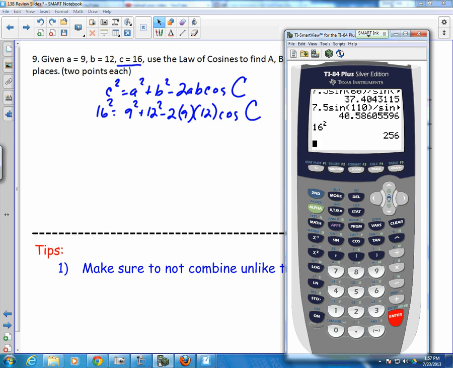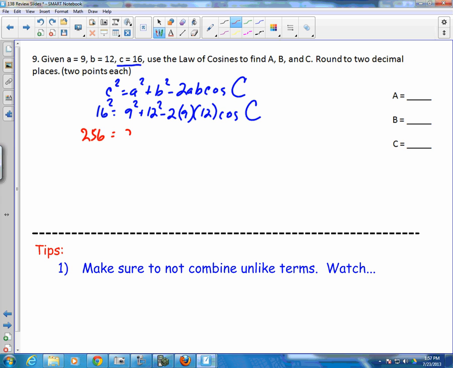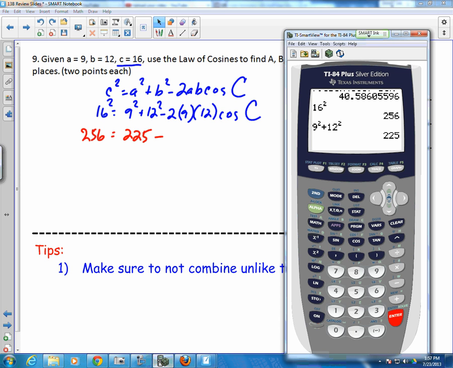That's 256, and I get 9 squared plus 12 squared. All right, so I get 256 here, 225, and then I'm going to say 2 times 9 times 12, okay? And that's going to give me 216.